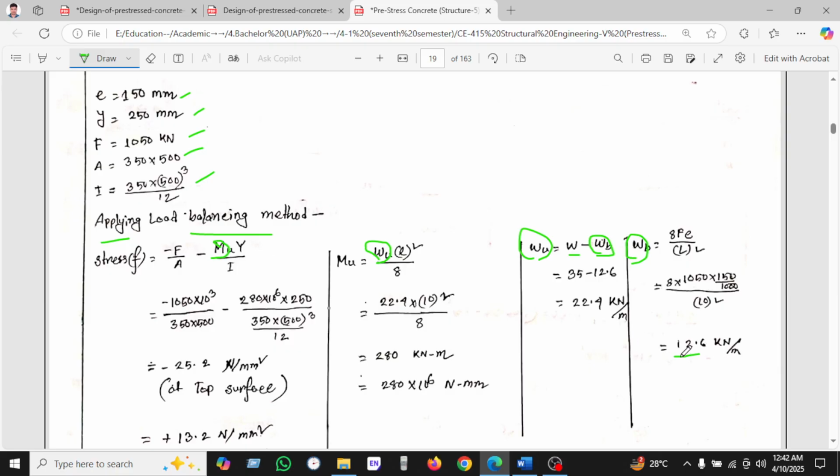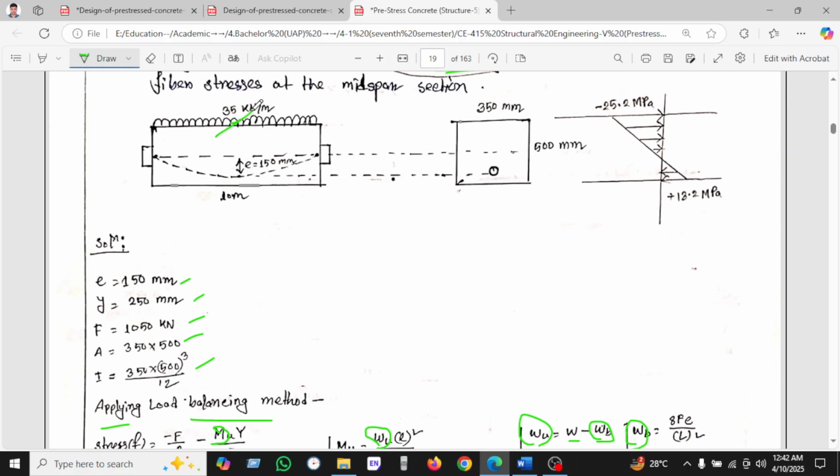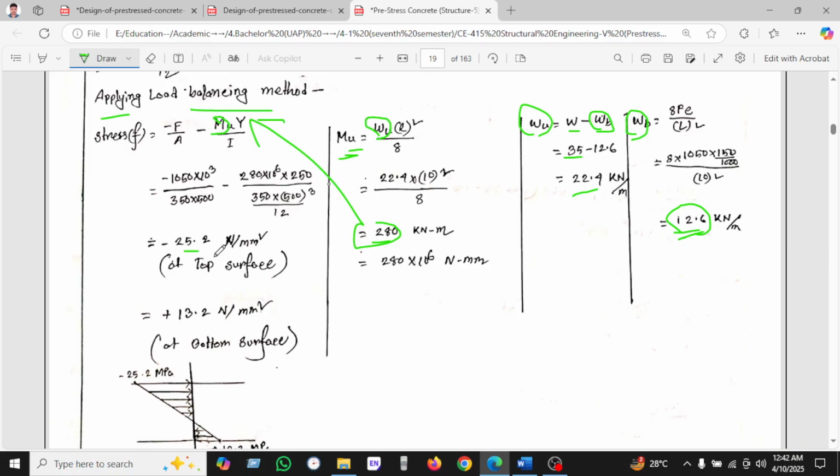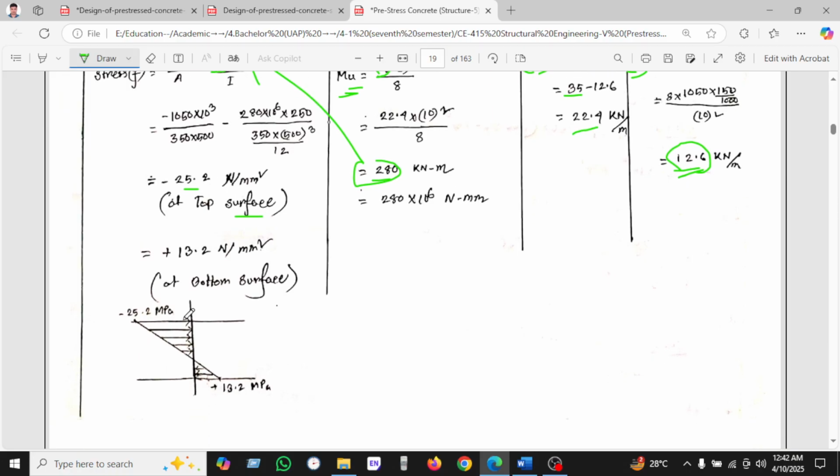kilonewton per meter. Once we get the W balancing, we deduct the value from total W, as we know that W is given as 35. So if we deduct the balancing, 35 minus 12.6, we find 22.64. Then we put this value in as a simply supported beam, W L squared by 8, and find the moment. After getting the moment and putting it here, we ultimately found 25.4 at the top surface, and the bottom surface will be positive, 13.2.